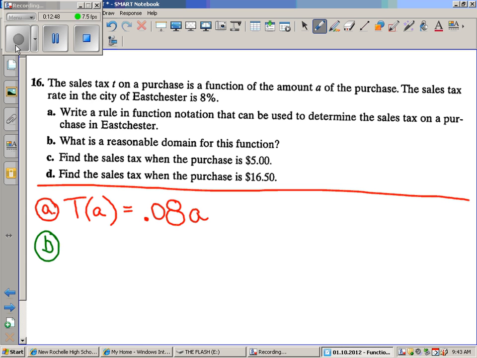What's a reasonable domain for this function? Now, domain refers to the x or to the y values? Remember, domain are the x values. So what's the domain for this particular function? And by reasonable, I mean if you graph that equation, it would be a straight line. But there's something that won't make sense in real life for this. Where is the domain?